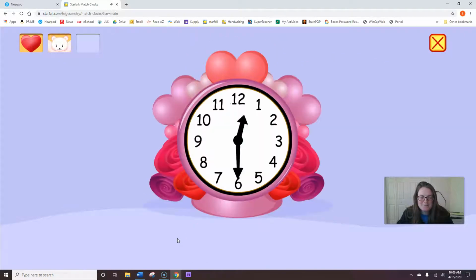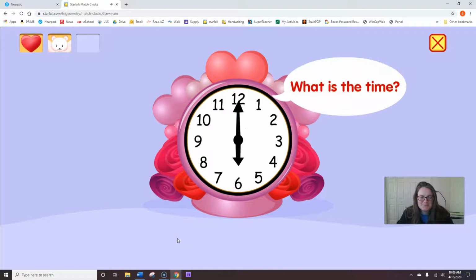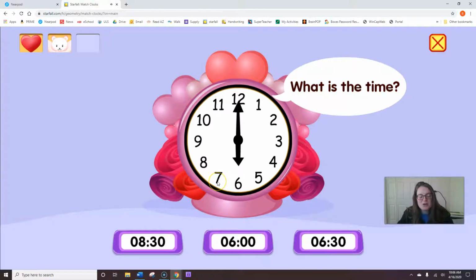One more. What is the time? Okay, so we always start with our little hand because little ones go to bed earlier, right? So we always start little. So the little hand is pointing right at this number right there. What does it say? 6.